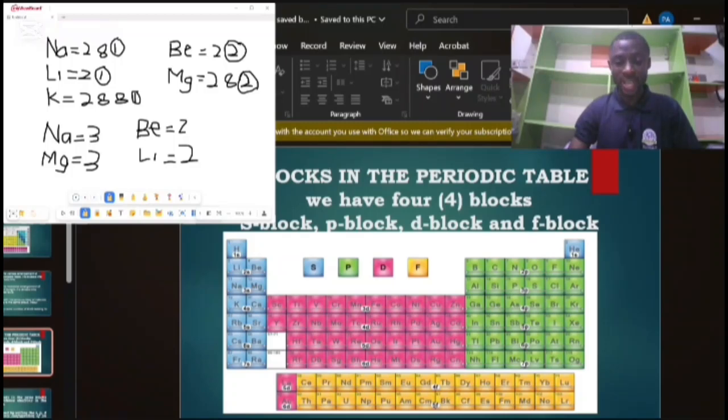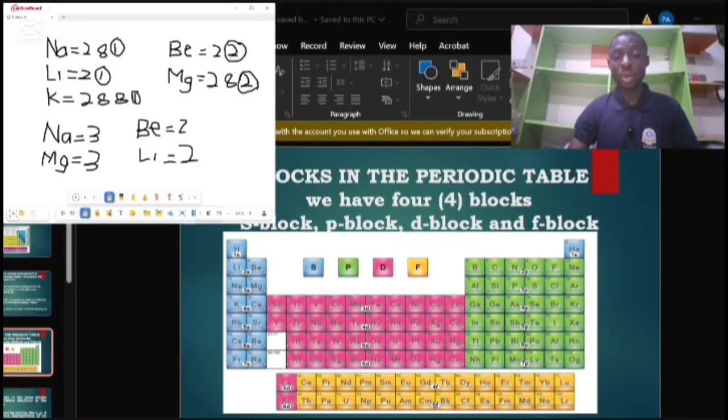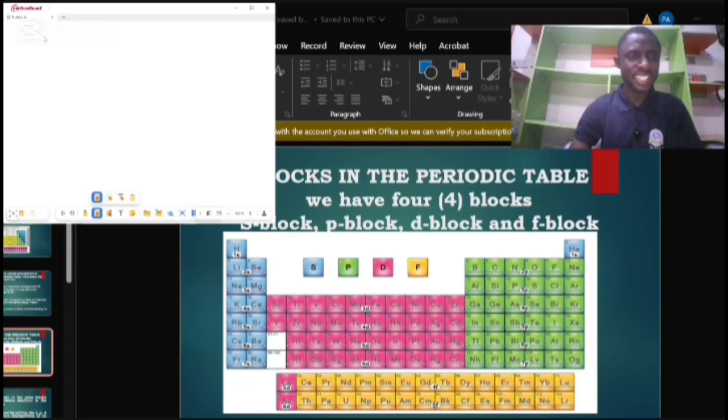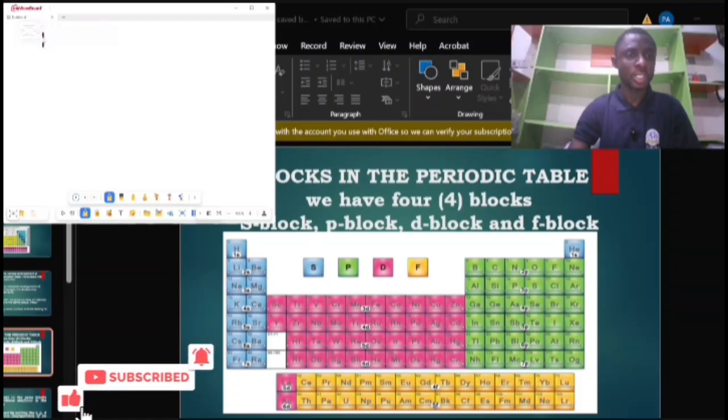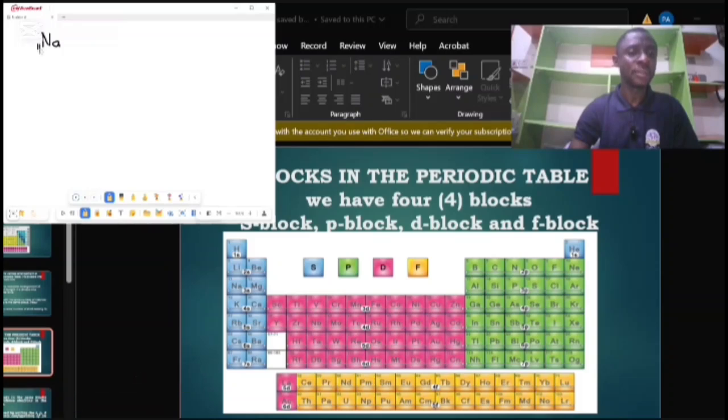Now, let's take, for example, let's write the electronic configuration of elements and see the block that they belong to. For instance, let's take our sodium. We want to write the SPD and F electronic configuration so that we know the block that sodium belongs to in the periodic table. Our sodium is number 11.